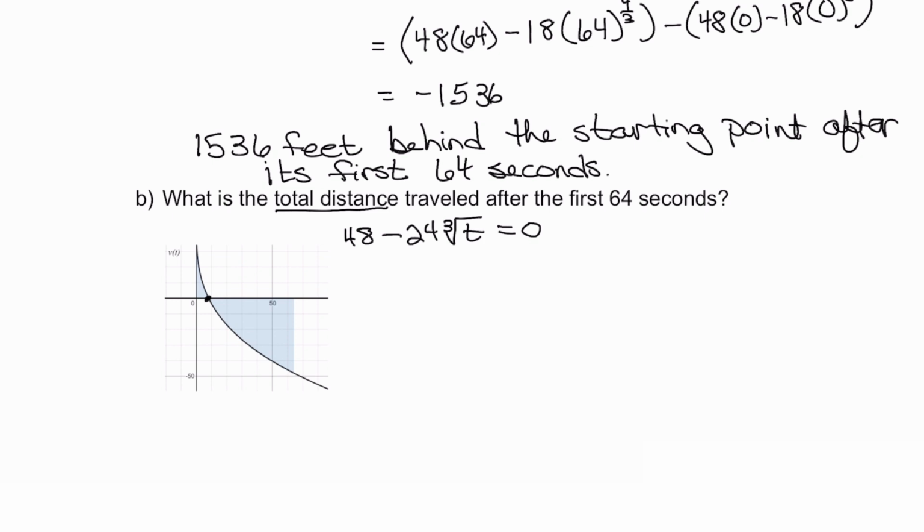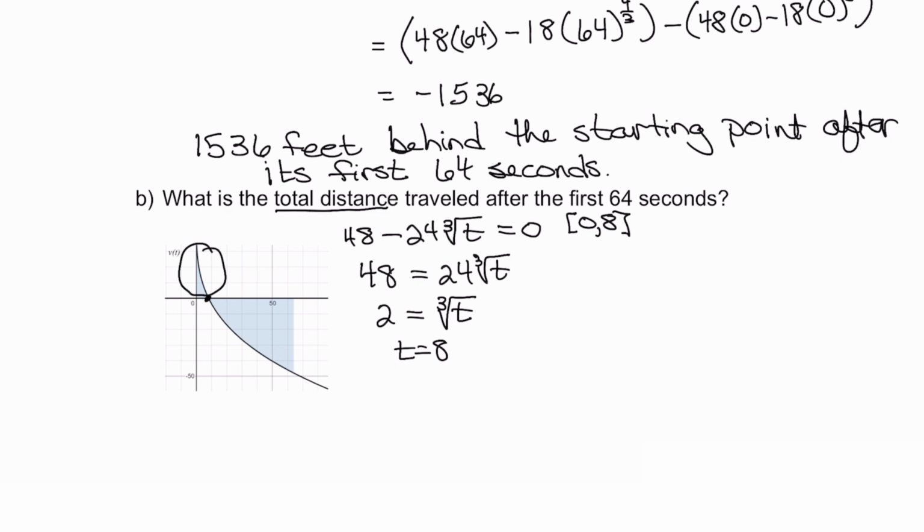Adding the 24 times the cubed root of t to both sides, we get 48 equals 24 times the cubed root of t. Divide both sides by 24, we get 2 is equal to the cubed root of t. And cubing both sides, we get t equals 8. So what we want to do for our distance is for our interval 0 to 8, we notice that's where it's above the t-axis. So we'll just calculate that.